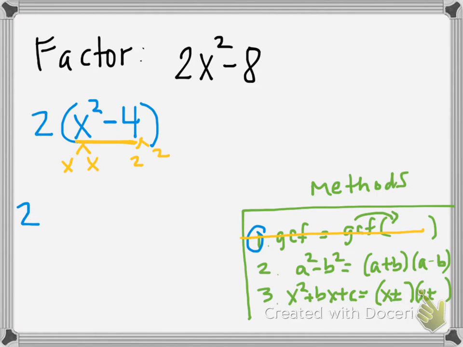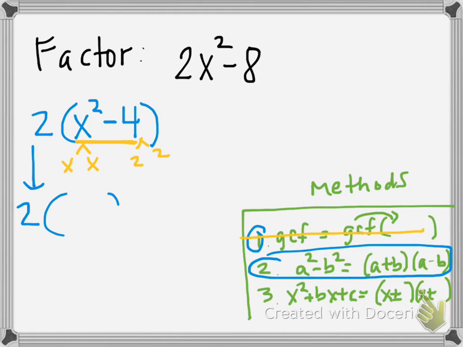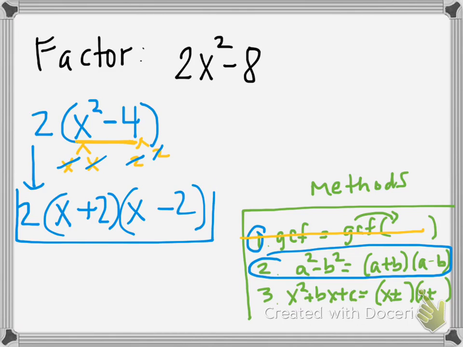So the 2 is still in front. And for method number 2, we open up two parentheses, and we alternate our signs. One's a plus, one's a minus, and then we split the first term, which was x squared, in the first spots. So one x in the first spot, and then the next x in the other first spot. And then we split the back term in the back spots. So 2 is going to go here, and then the next 2 goes in the next parenthesis. So this is completely factored by using both methods number 1 and 2.